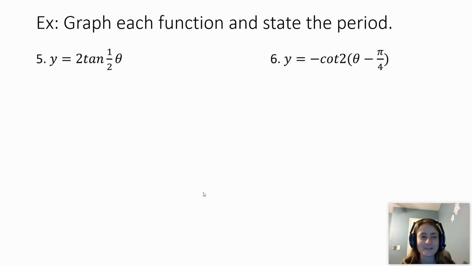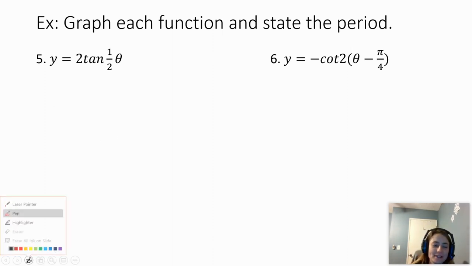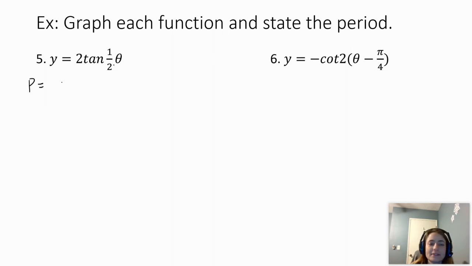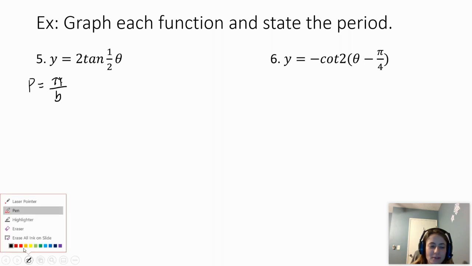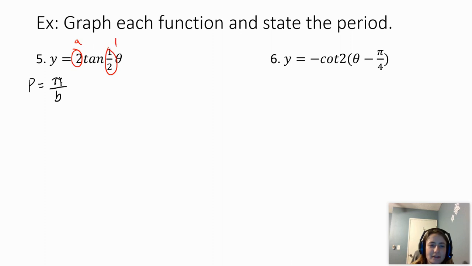All right, final 2 problems. We're looking at tangent and cotangent. So we got to state the period. Since we're looking at tangent this time, we're not going to use 2 pi over b. We're going to use pi over b. Oh, let me identify the parts. This is A, and this is B. And that's our K.